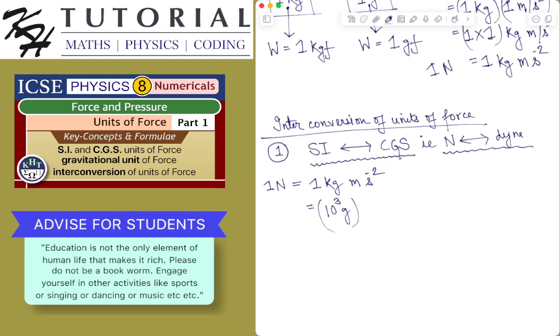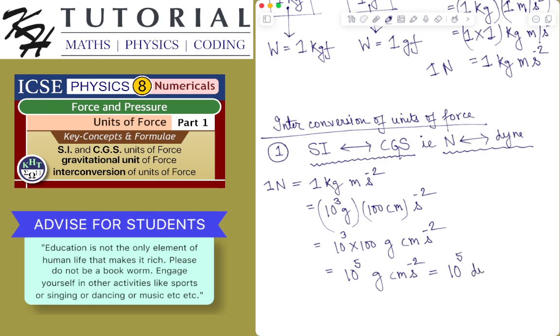How many centimeters is 1 meter? We know it is 100 centimeters. So 100 centimeter, and we have second per second square. So this becomes 10 to the power 3 multiplied by 100 gram centimeter per second square. This is equal to 10 to the power 5 gram centimeter per second square, and this is nothing but 10 to the power 5 dyne.